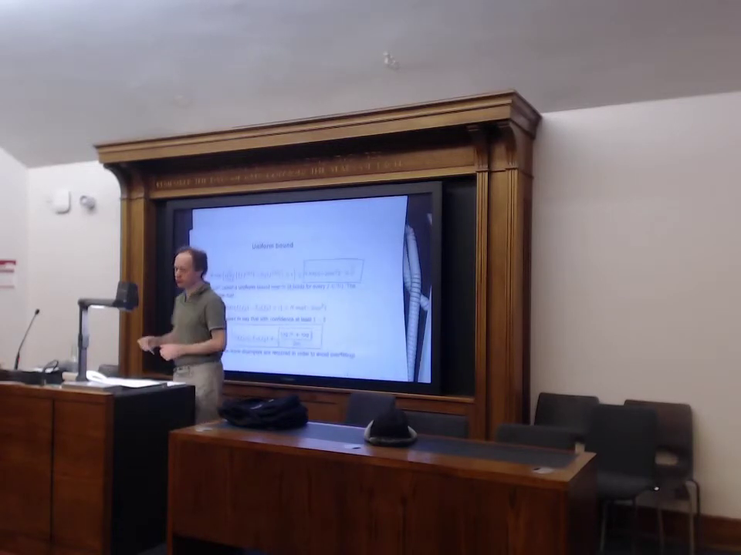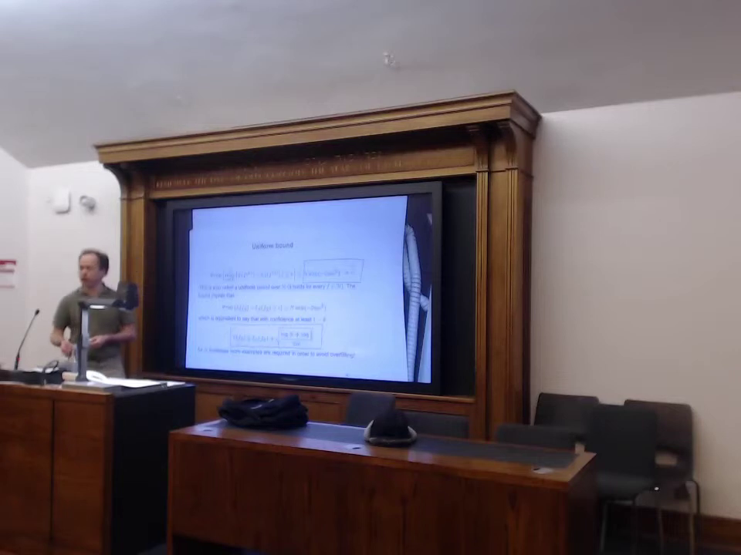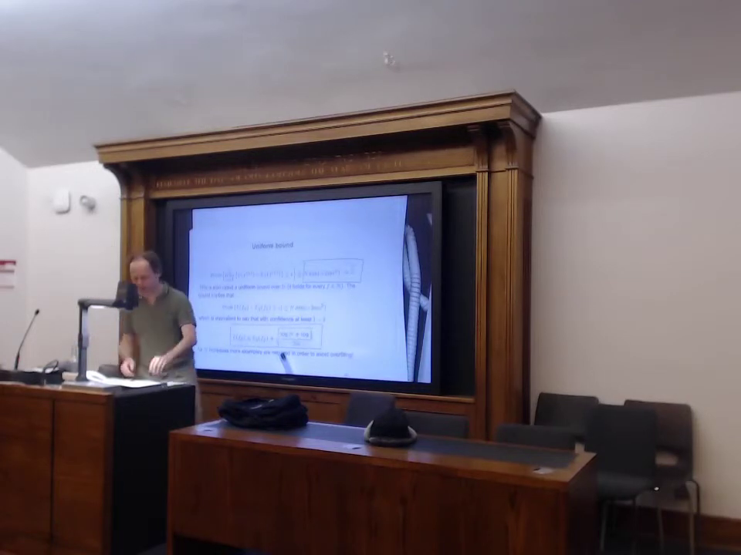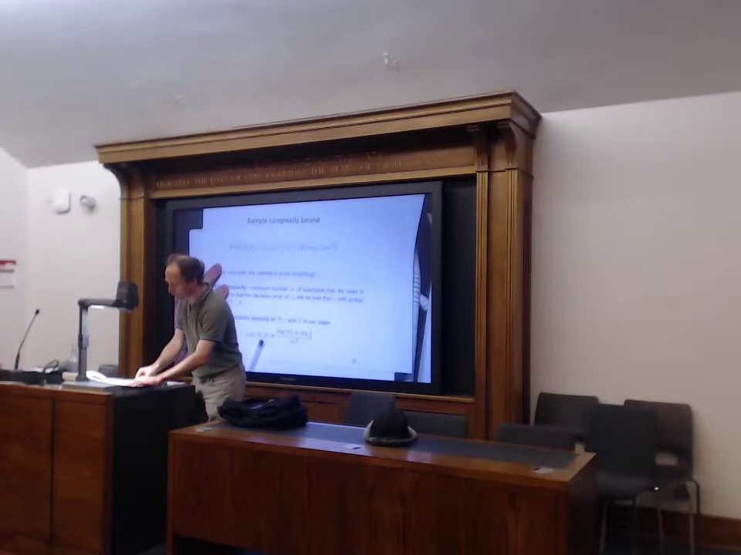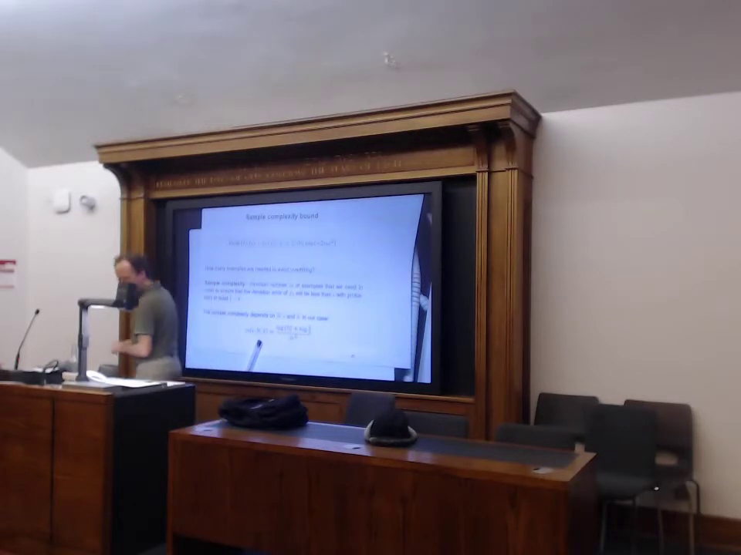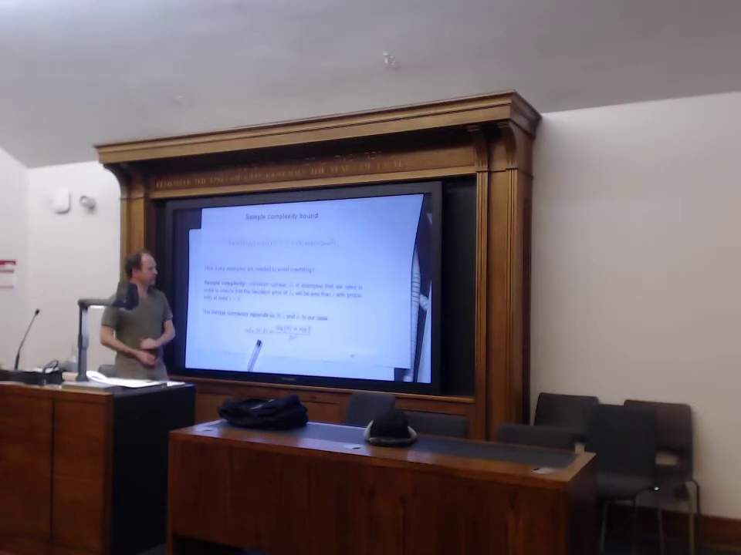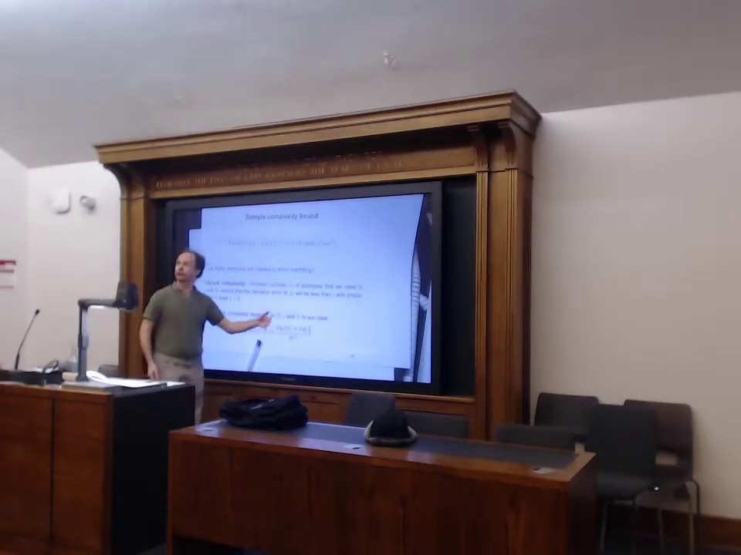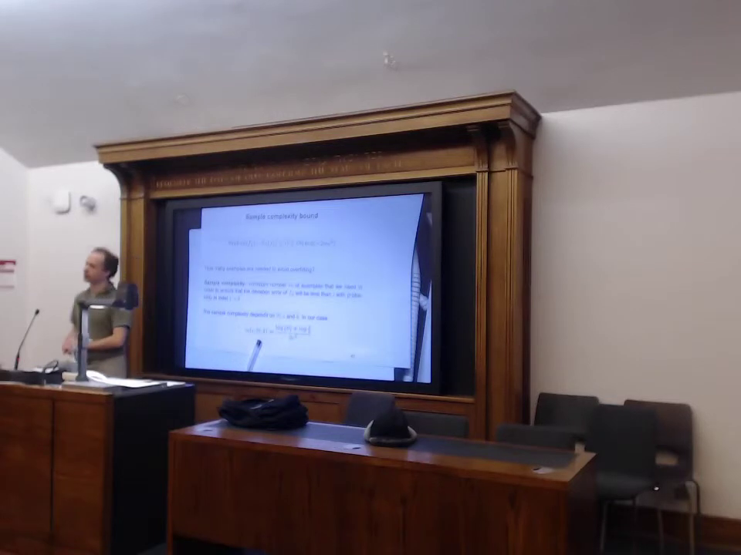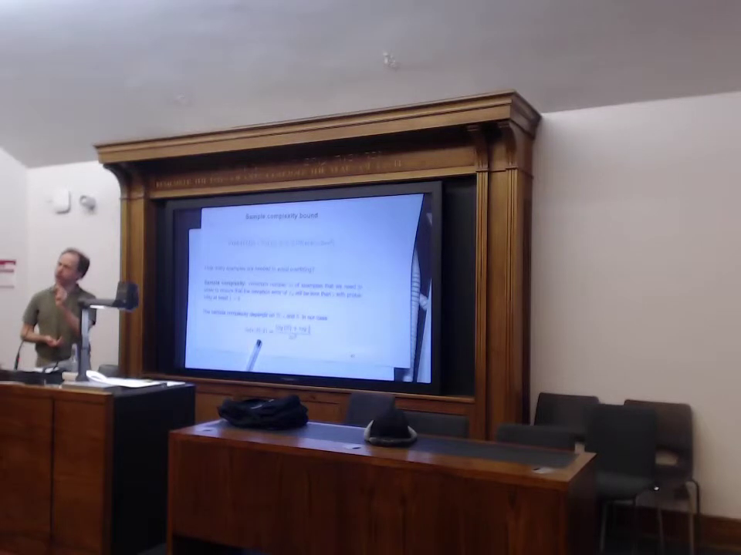So this equation you can solve for epsilon, you can solve for m. When you solve for epsilon, you get this conclusion. And when you solve for m, you get the sample complexity. So it's another way to answer the same question. You see that the sample size needs to be proportional to the logarithm of the function class divided by the approximation of the bound.